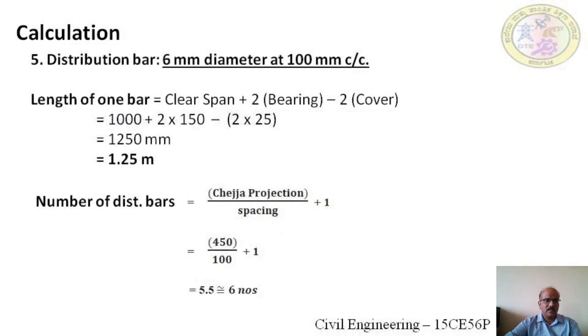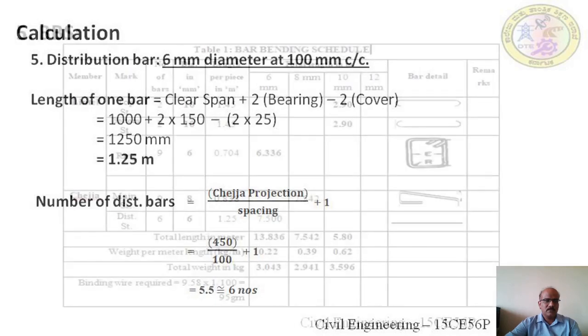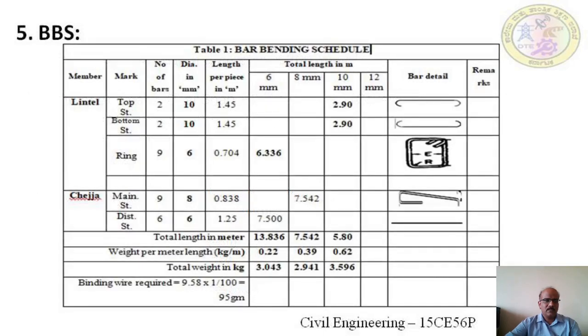The cutting length is 1.25 meter and the number of distribution bars required is 6 numbers. The diameter of the distribution bar is 6 mm. When you multiply 6 into 1.25, it comes around 7.5 meters.